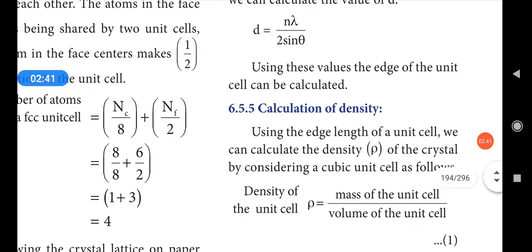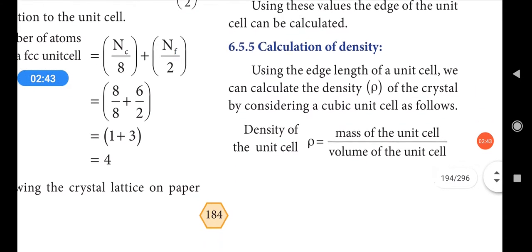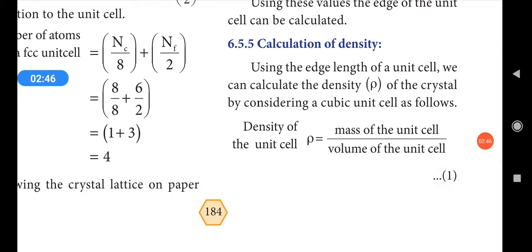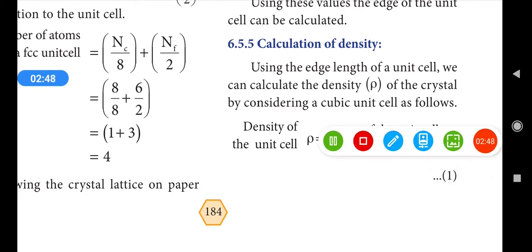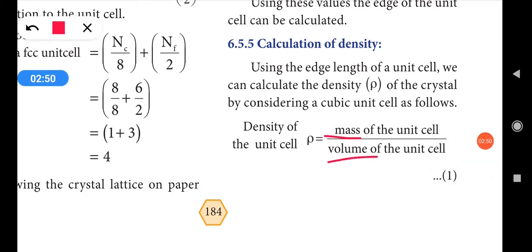Then calculation of density. What is meant by density? Density is the ratio of the mass to volume. How can we calculate the density of the unit cell? Using the edge length of the unit cell, we can calculate the density rho.